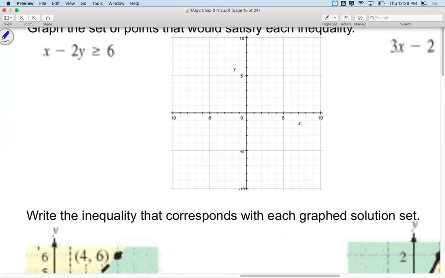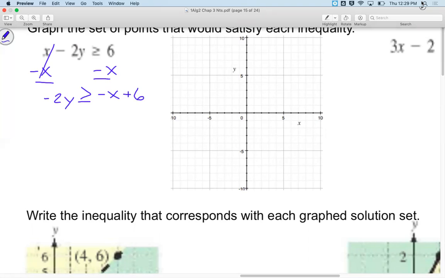Ready? Let's get y by itself, right? So how do we get y by itself? Justin, what are we doing here? Subtract x. All right, so everybody subtract x. So I have negative 2y is greater than or equal to negative x plus 6.